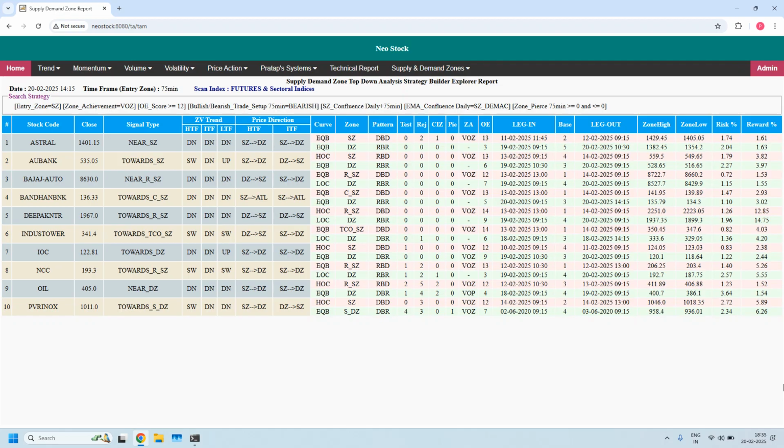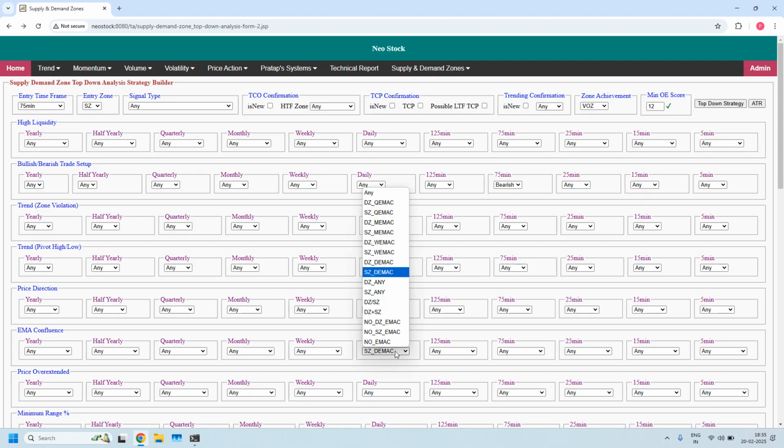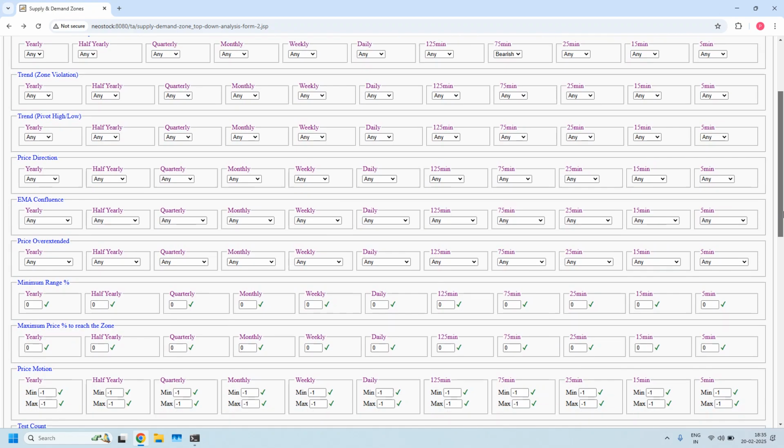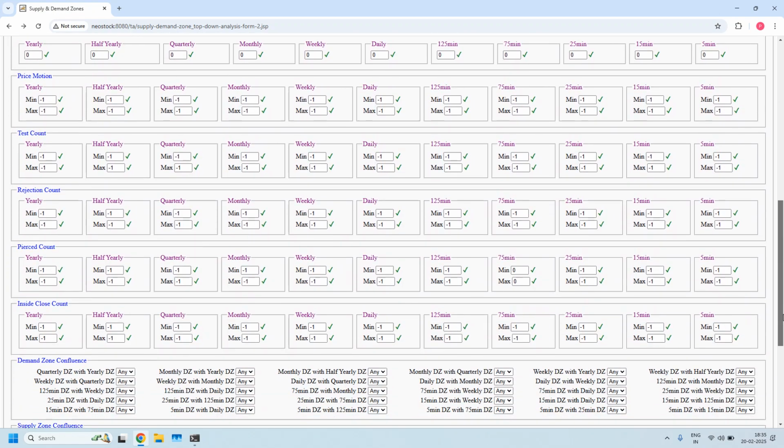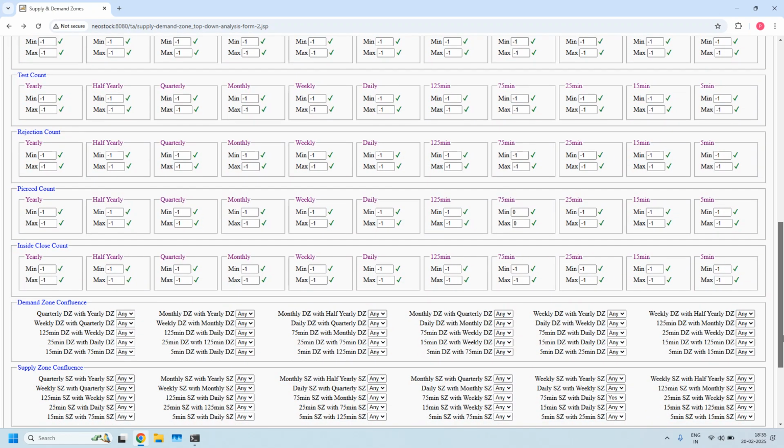Okay, next we will filter based on LTF, ITF and HTF supply zone confluence with all the three zones. So I am removing the EMA filter because it is ITF specific. Now we should also focus on HTF. So in the supply zone confluence, we should set three filters.